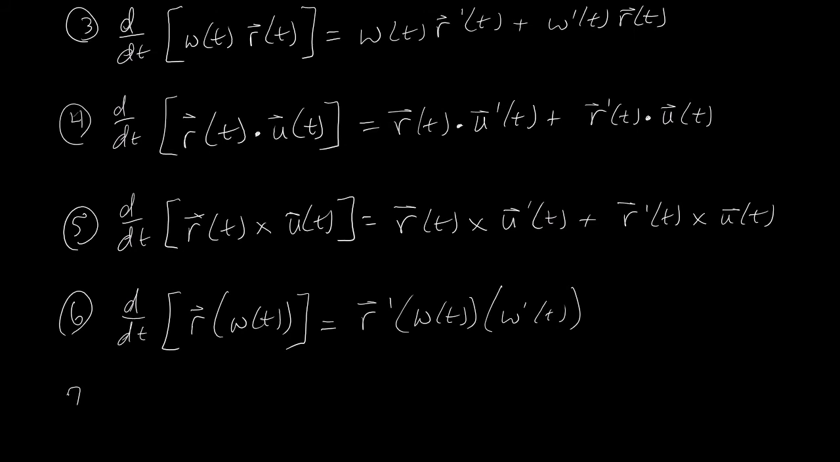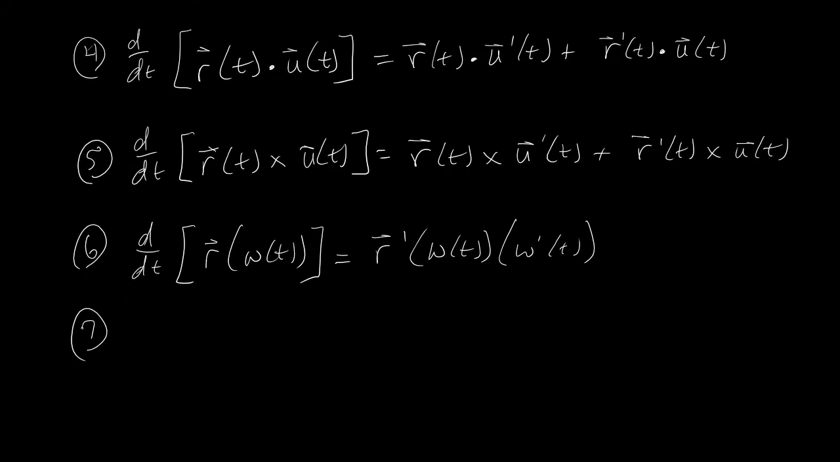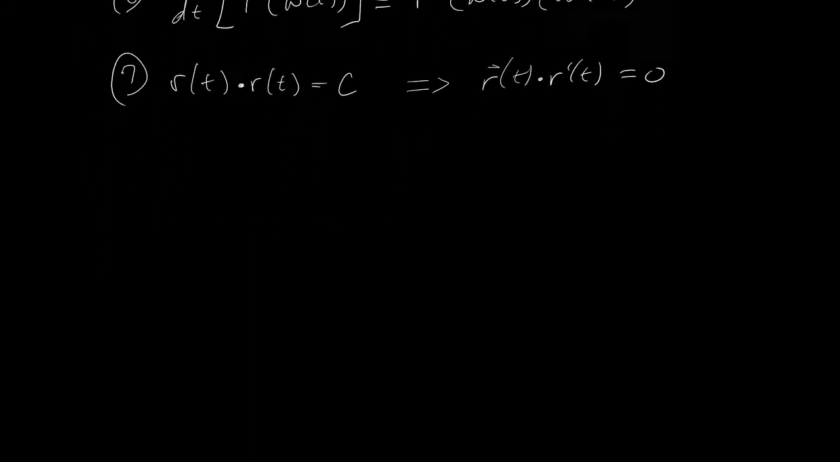And finally, number 7. Number 7 says if you dot r of t with itself, you are going to get a constant. But that implies that if you dot r of t with its derivative, you will get 0. And that's exactly what we saw earlier in our previous example. Okay, so let's do some examples using these properties.